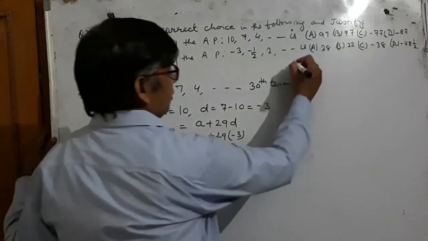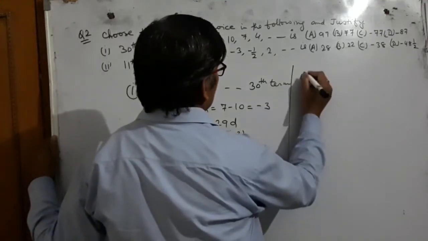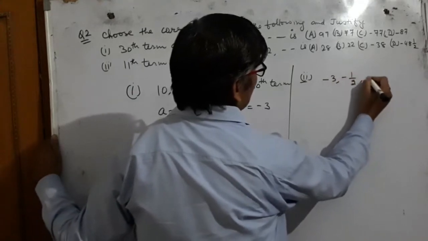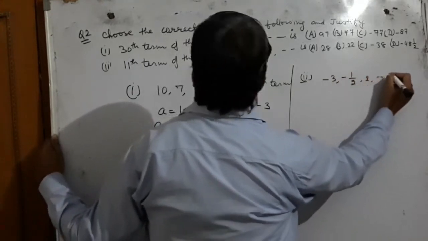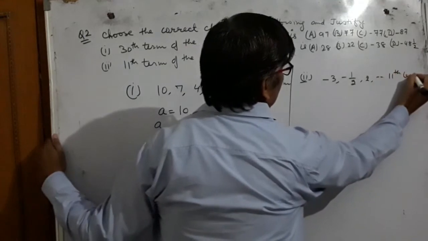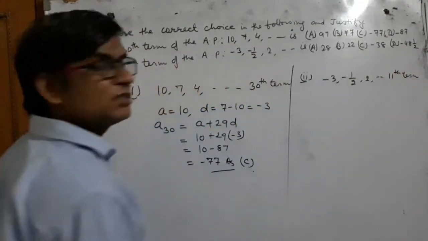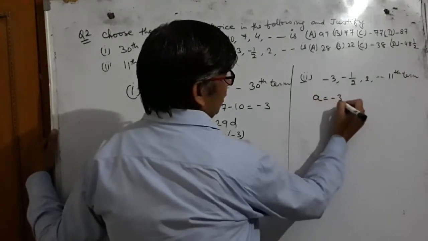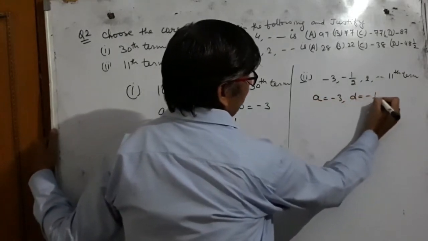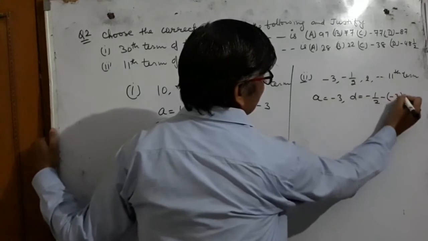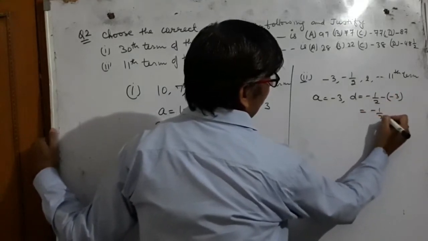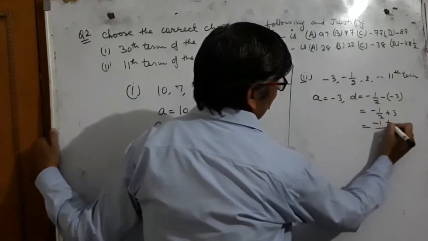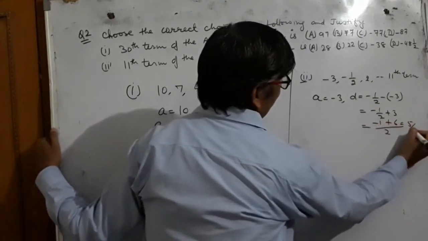Okay. Now part 2. Minus 3, minus 1 by 2 and 2. We have to find its 11th term. So A is minus 3 and D is minus 1 by 2 minus minus 3. So minus 1 by 2 plus 3. 2 is LCM, minus 1 plus 6, that is 5 upon 2.